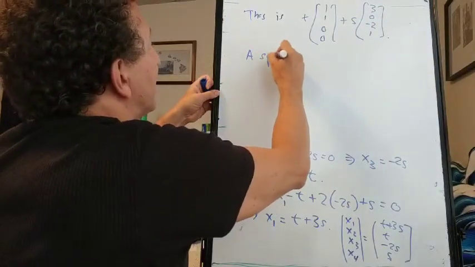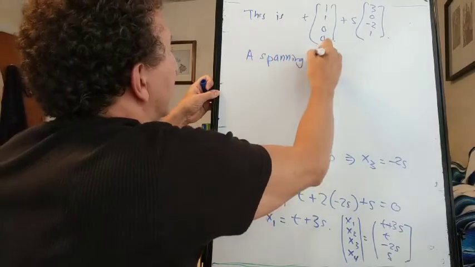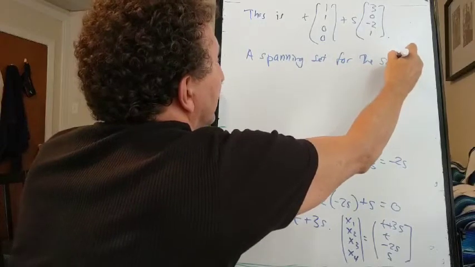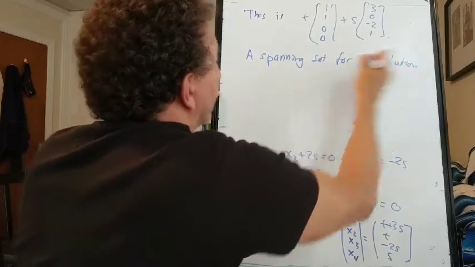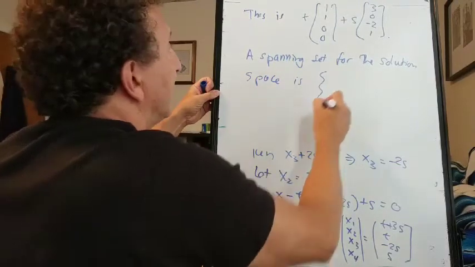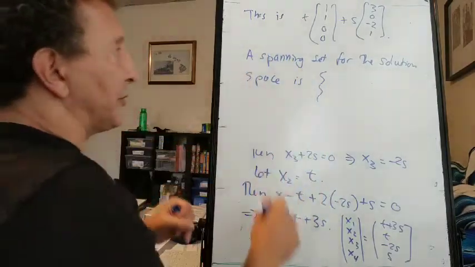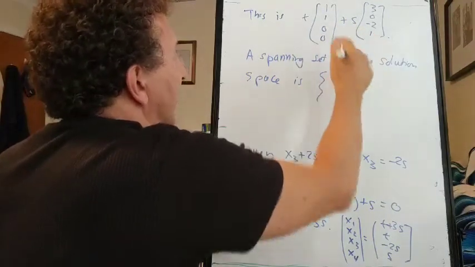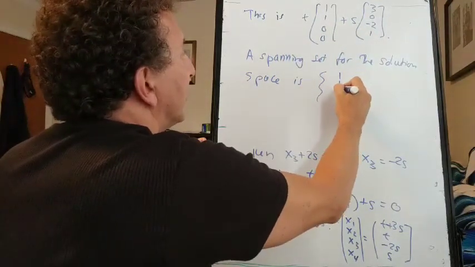And from this expression we can see that a spanning set for the solution space is the things that we're taking multiples of and adding together. We've got multiple of this plus multiple of that. So this and that form a spanning set.